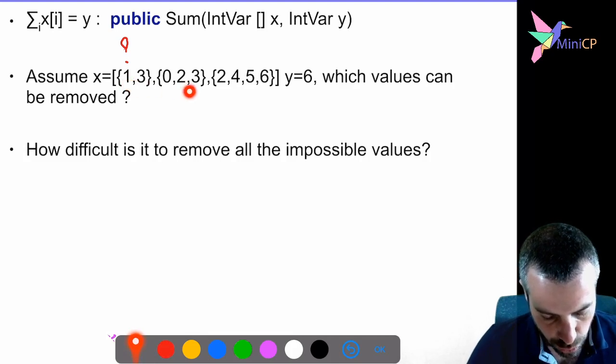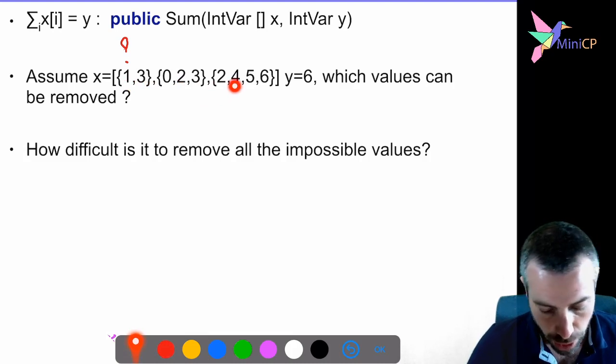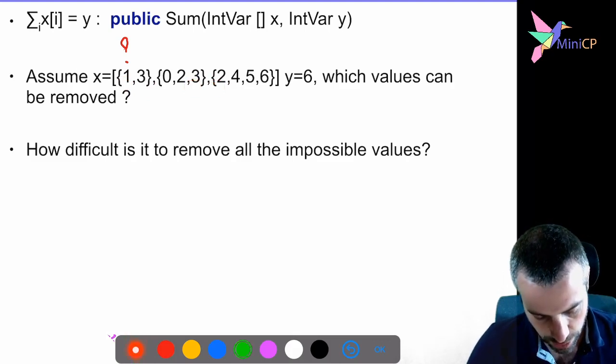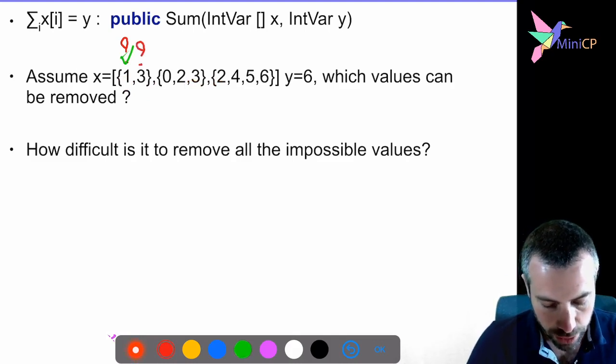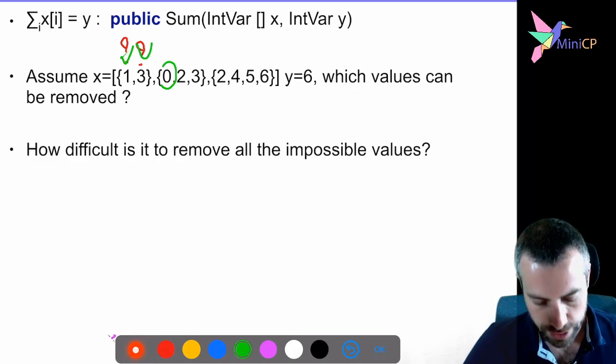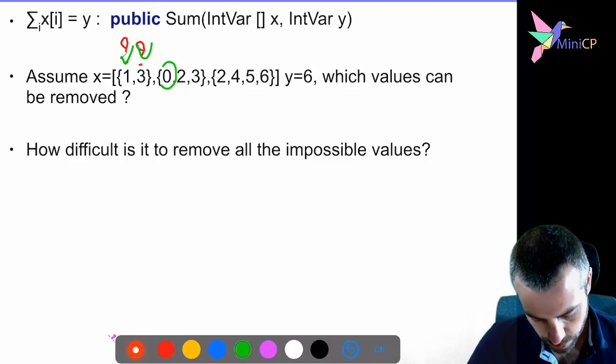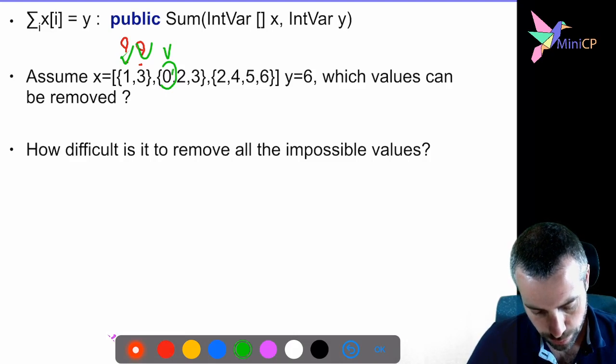For 1, you could do 1 plus 2, which is 3, plus 3. No, you don't have 3. What about 1 plus 3, which means 4? 4 plus 2, it works. So this one is okay, for instance. What about this one? 3 plus 3 equal to 6. This one is okay as well. What about this one? 0. So for 0, you would do, for instance, 0 plus 1, which is 1 plus 5, so this one is okay as well. What about 2?